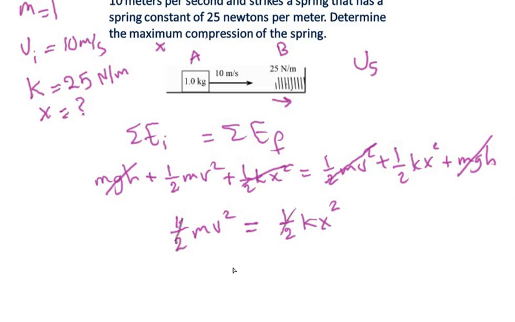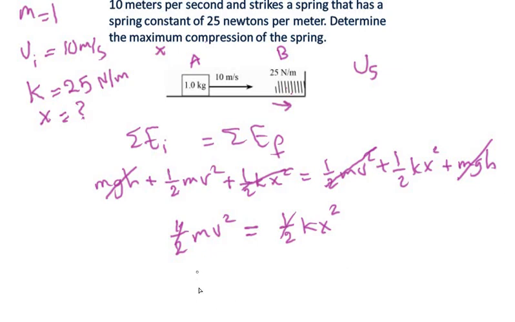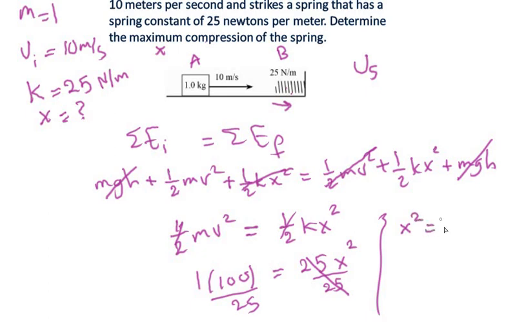We can cancel the halves. M, the mass, is 1. V squared is 10 squared, which is 100. And this is equal to K, 25, x squared. Divide both sides by 25. X squared is equal to 4. Then x is equal to 2 meters. So the maximum compression of this spring in this problem is 2 meters.